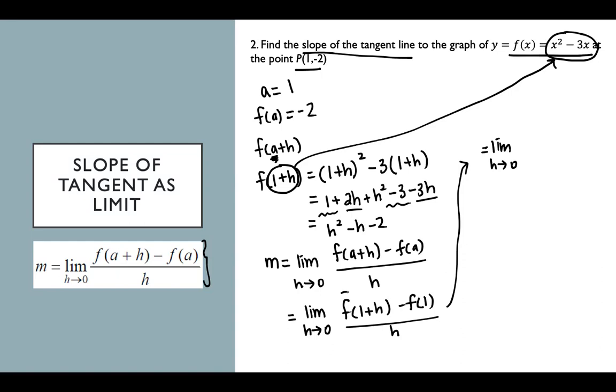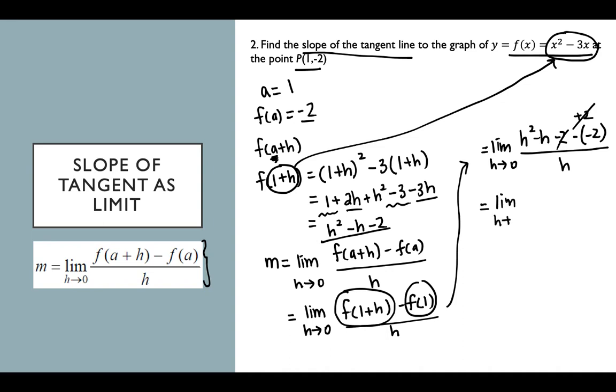So we know the output for this one is this. So h squared minus h minus 2. And then the output for f at 1 is negative 2. Okay, so it's going to be minus negative 2 over h. Now you'll notice that these two cancel out. Negative negative becomes positive 2. So they cancel out. Limit h approaches 0, h squared minus h over h. Now you'll notice that I could cancel h.